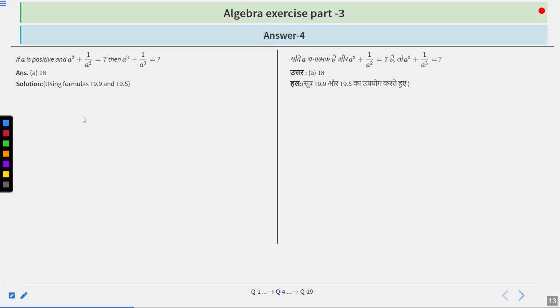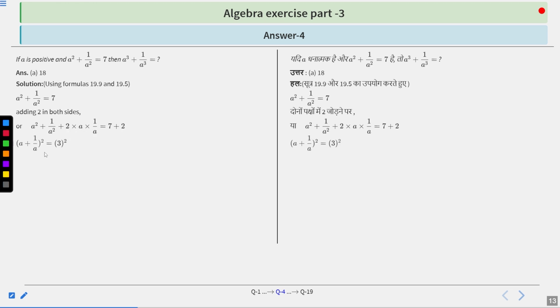Now, using formulas 19.9 and 19.5, we were given a square plus 1 upon a square is equal to 7. So adding 2 to both sides, the left hand side as well as the right hand side. Therefore, a square plus 1 upon a square plus 2 into a into 1 upon a is equal to 7 plus 2. Because we are adding 2 to both sides, and a into 1 upon a is 1, it does not affect the equation.